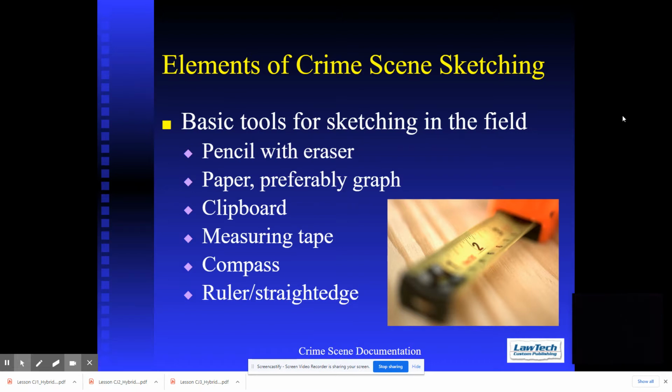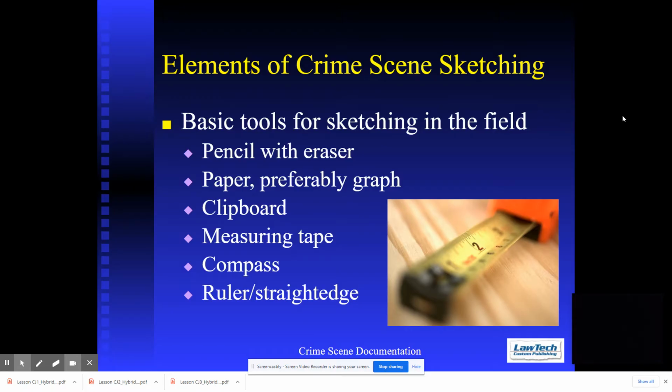Some kind of clipboard. You're working in a fluid environment. You're moving around a crime scene. You're going to need some way that you can record all this information clearly, and having some kind of clipboard or way to write on and keep these measurements is going to help you.